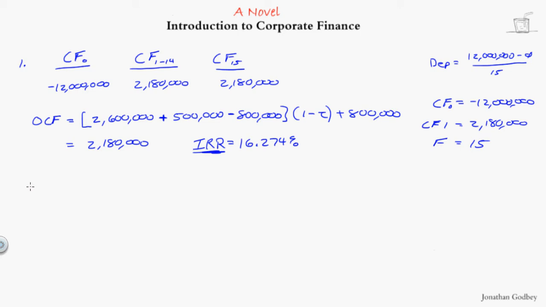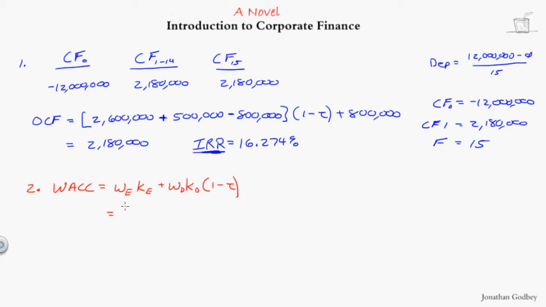To get the net present value, we need the weighted average cost of capital. So question number 2 says, what's the weighted average cost of capital? We know it's equal to the weight in equity times the cost of equity plus the weight in debt times the cost of debt, and we know that debt has a tax advantage, so we can multiply by 1 minus the tax rate.